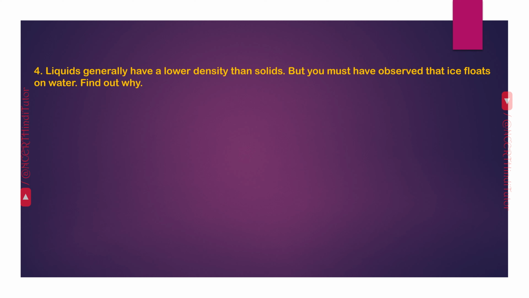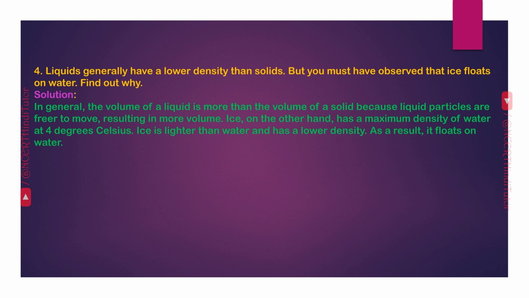Question 4. Liquids generally have a lower density than solids, but you must have observed that ice floats on water. Find out why. Answer. In general, the volume of a liquid is more than the volume of a solid because liquid particles are freer to move, resulting in more volume. Ice, on the other hand, has a maximum density of water at 4 degrees Celsius. Ice is lighter than water and has a lower density. As a result, it floats on water.